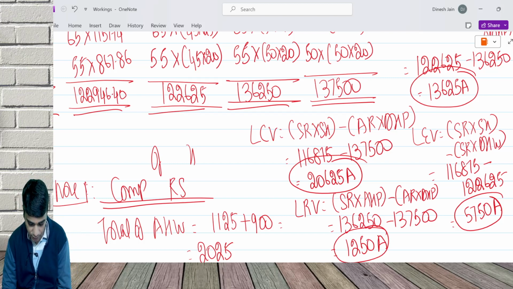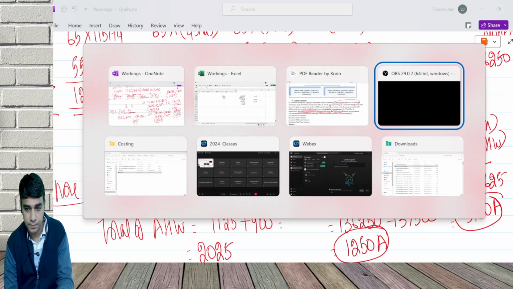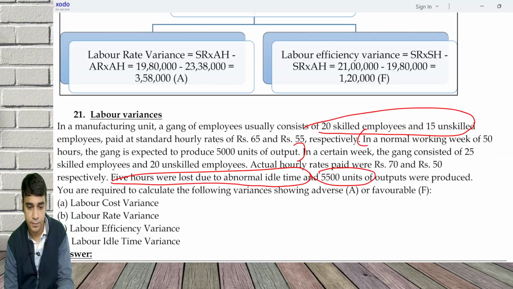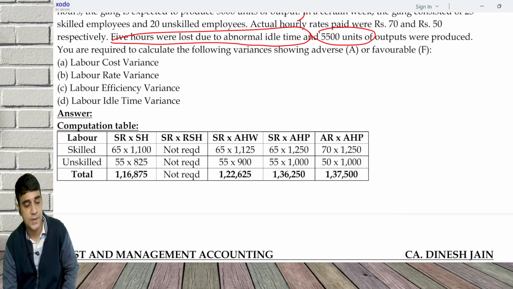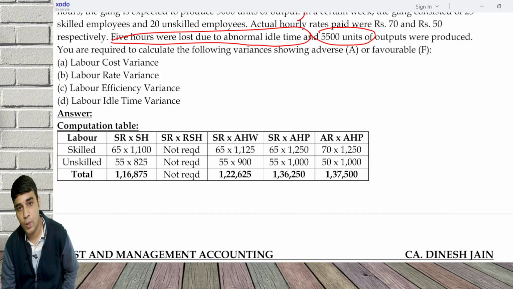Even the calculation of RSH is not needed. In this question, the RSH computation was not needed, but still we have done it. RSH is not presented in the solution because it was not required.